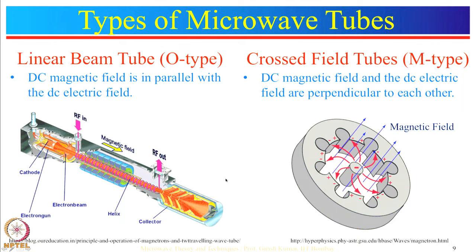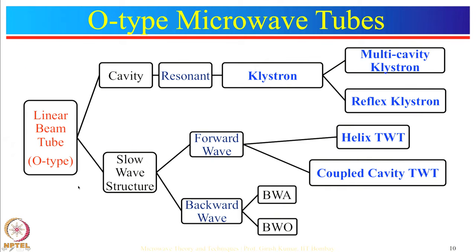Now, I will discuss classification of linear beam tubes. Linear beam tubes are of two types, cavity type and slow wave structure type. Cavity type structures are the resonant structures and slow wave structures are the non-resonant structures. Each one of these structures have some advantages and some disadvantages, which I will discuss after covering these two structures.